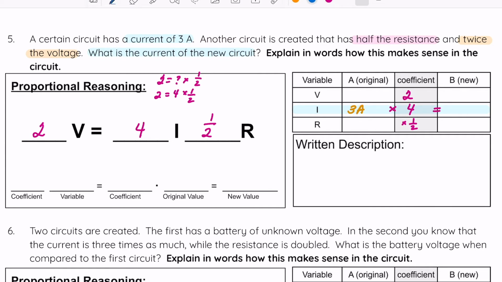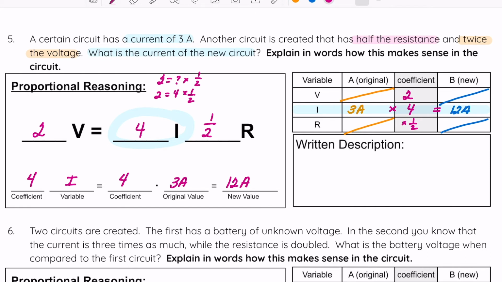And so we have 3A times 4, which is going to give us 12 amps. And we don't really need to know the values of the other things because it doesn't matter to us right now. It's just asking for the current of the new circuit. So we're going to take a look at this part right here, where it's just the current. We'll write down the coefficient of 4 and the variable I, and we'll keep the coefficient 4 and multiply it by the original value of 3 amps. And it gives us the answer of 12 amps.